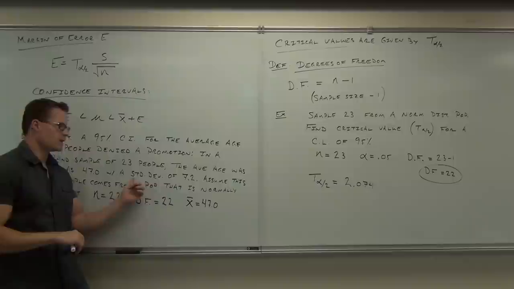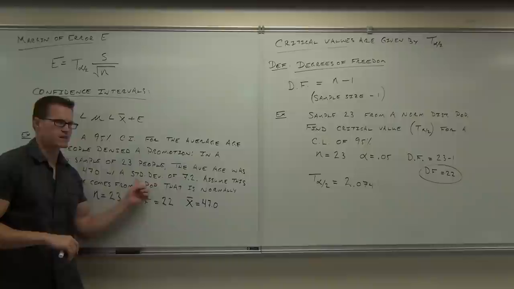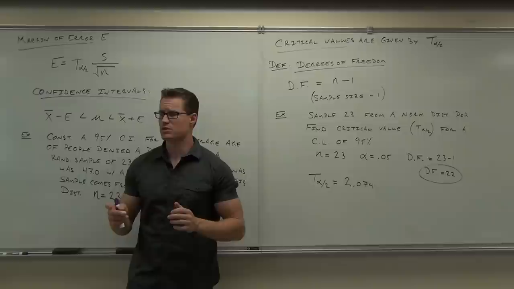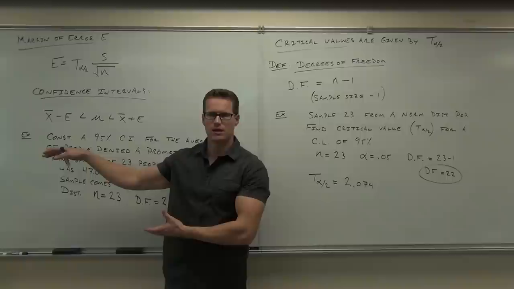In other words, is this a sigma or is this an S? And that's what you got to know. If it's a sigma, you're going to be using which one, a Z or a T? Z. If it's an S, if it's a sample standard deviation, you're going to be using a T. That's it. If you can manage that, these confidence intervals are pretty easy, right? But the math is not hard on them.